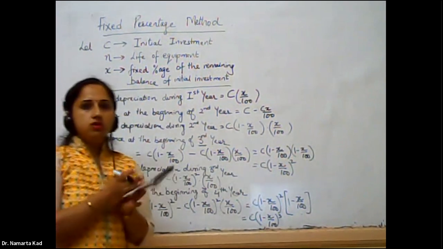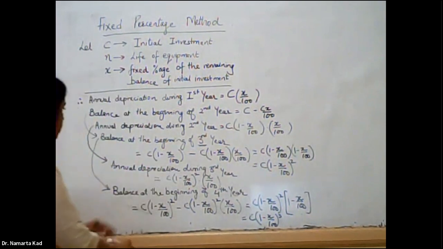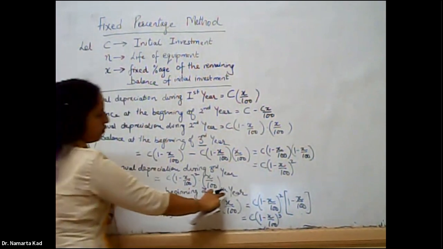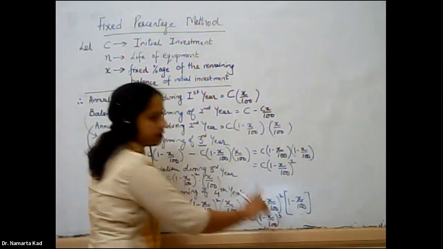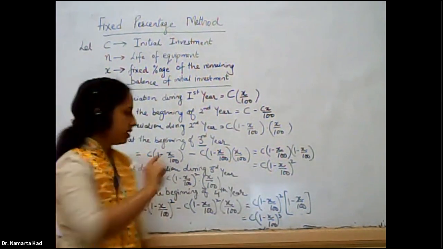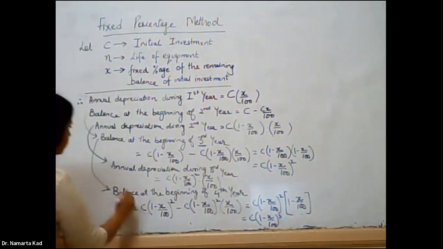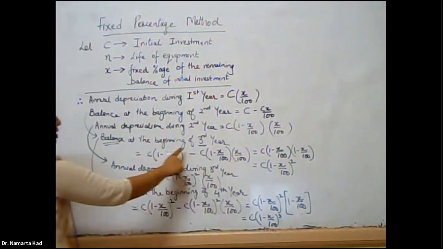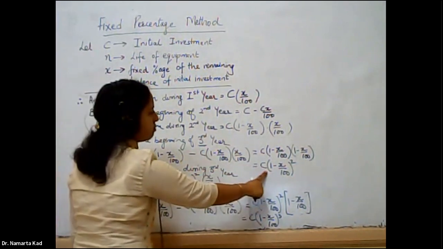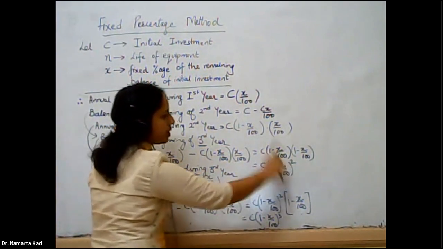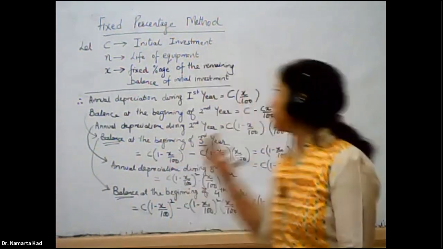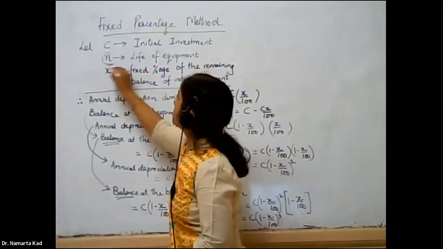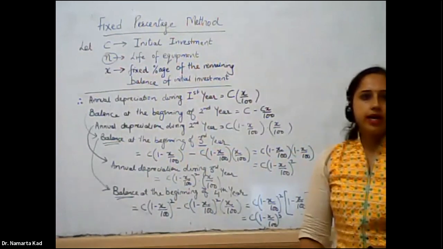Now just note down one thing. The balance at the beginning of fourth year, what is the formula? C into (1 minus x by 100) cubed. The balance at the beginning of third year, the formula is C into (1 minus x by 100) squared. So what is our useful life? Our useful life is n.